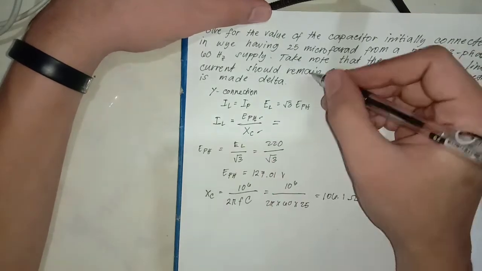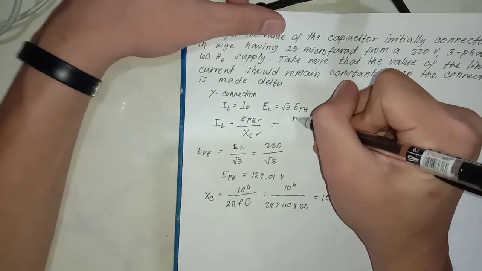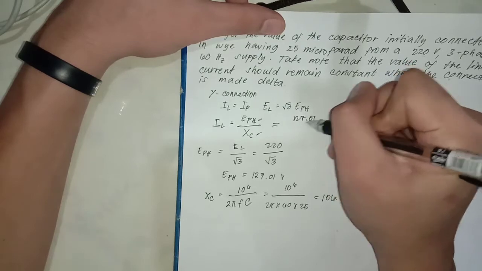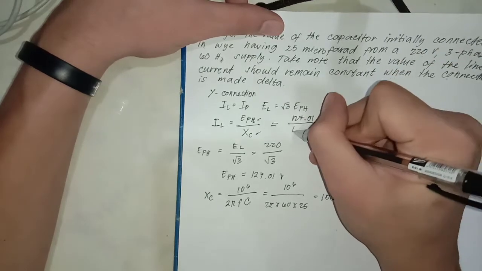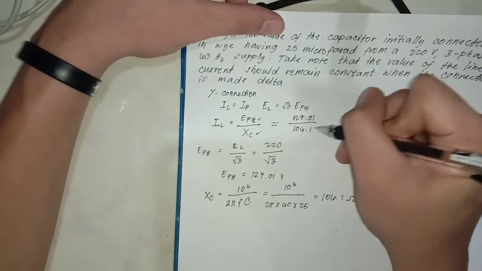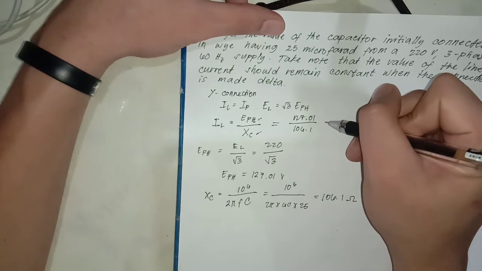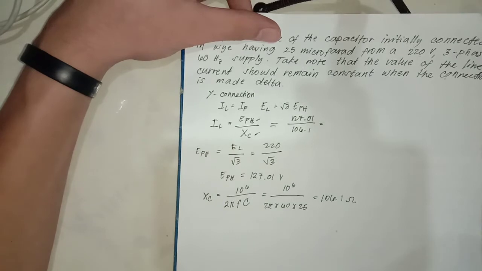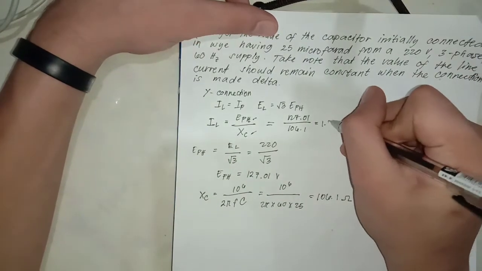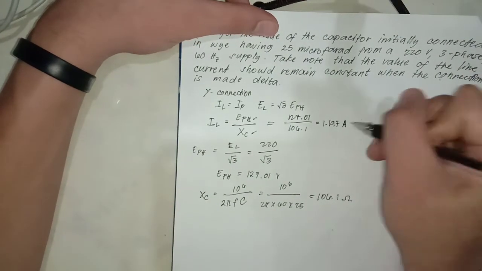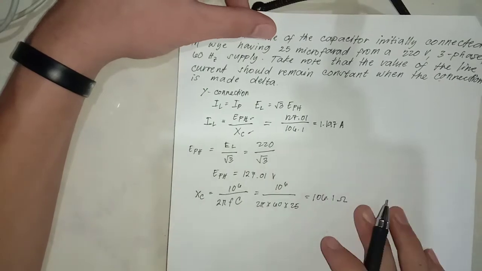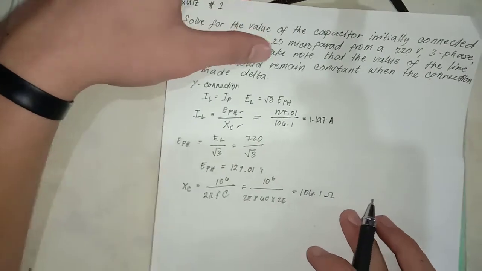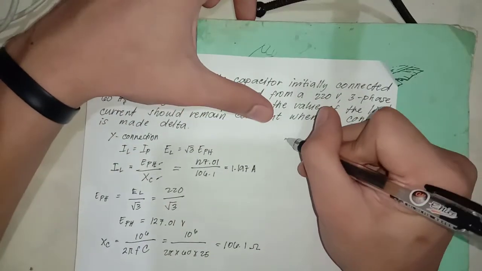So we have now the value of the phase voltage and the reactance. So substitute 127.01 over 106.1. So calculator again, we got the value of 1.197 amperes. So IL. So we proceed now to the delta connection.